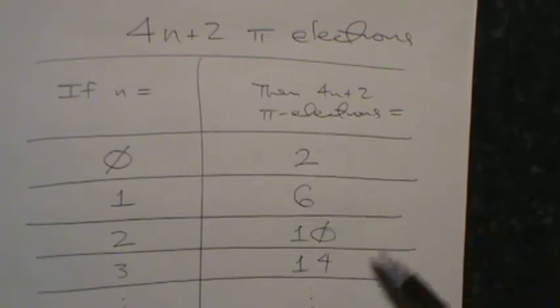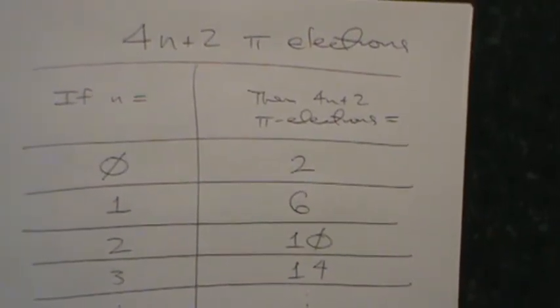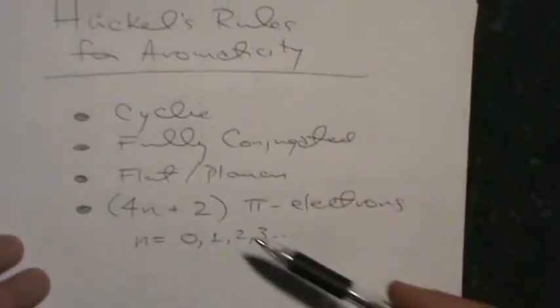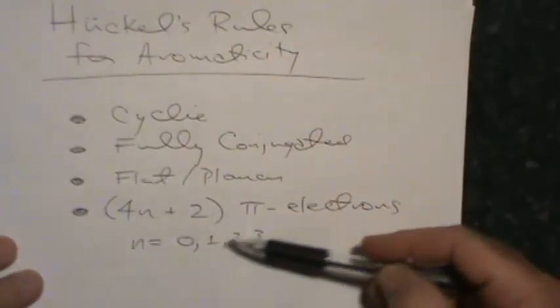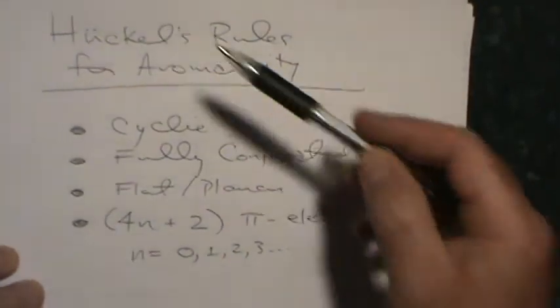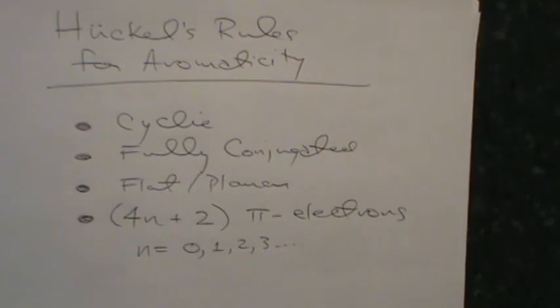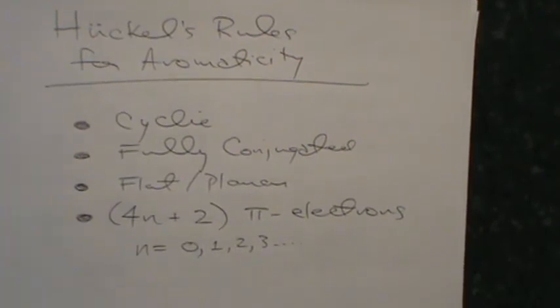These are the magic aromatic numbers, the number of pi electrons that must be associated with the molecules that otherwise satisfy these first 3 rules. And if you have all 4 rules obeyed, according to Huckel, the molecule will be aromatic, which means it will be, just like benzene, showing unusual stability.